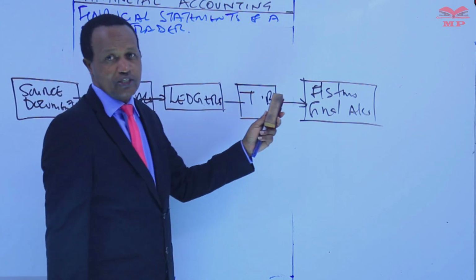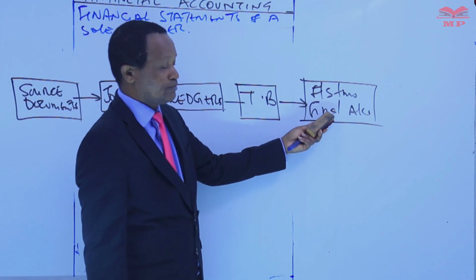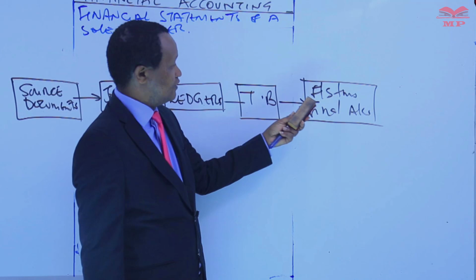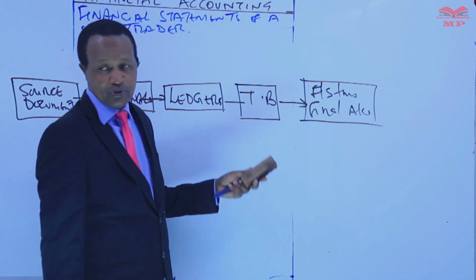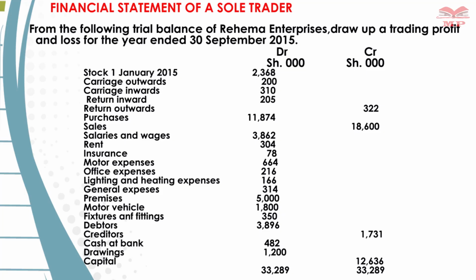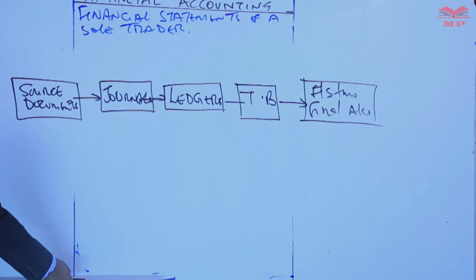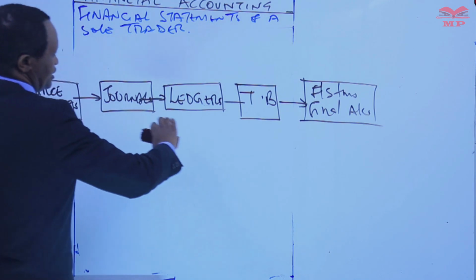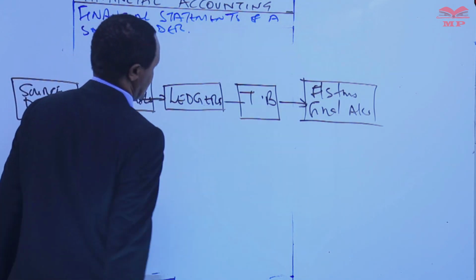That's why now that we are required to prepare financial statements, we are given a trial balance. That's why we are reading from this question that from the following trial balance, do what? Draw up a trading profit and loss account for the year ended 30th September 2015. So accounting is a process, and these are the main stages in the process of accounting.